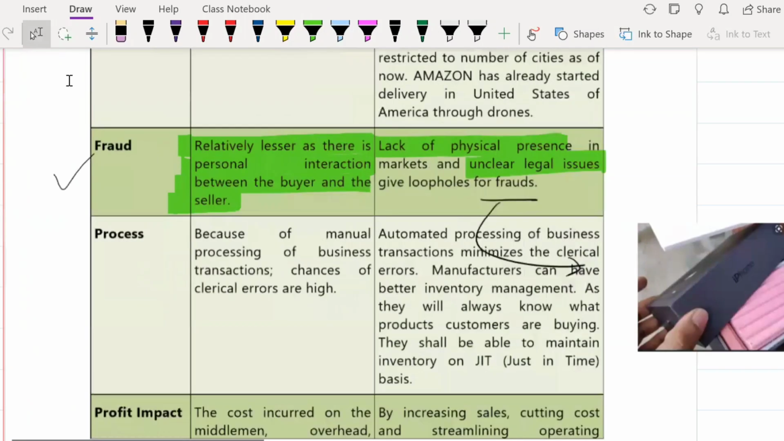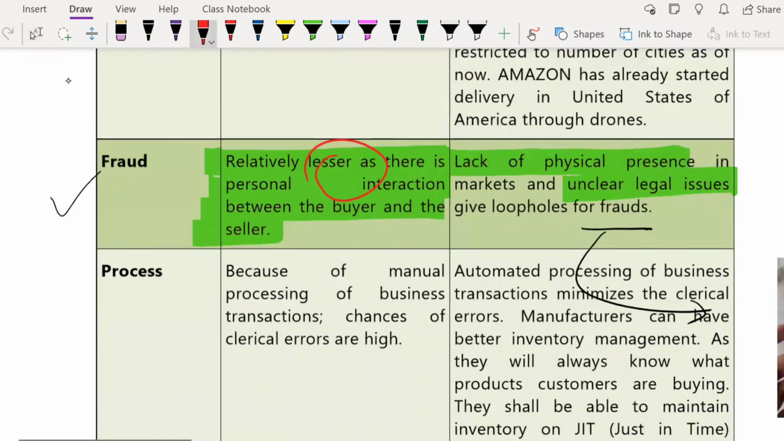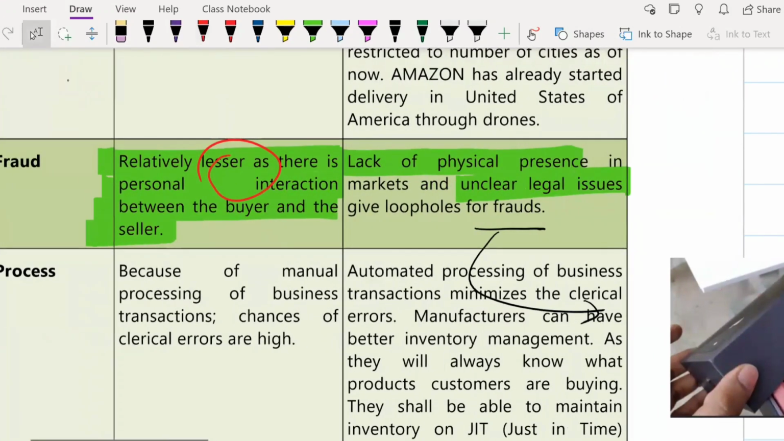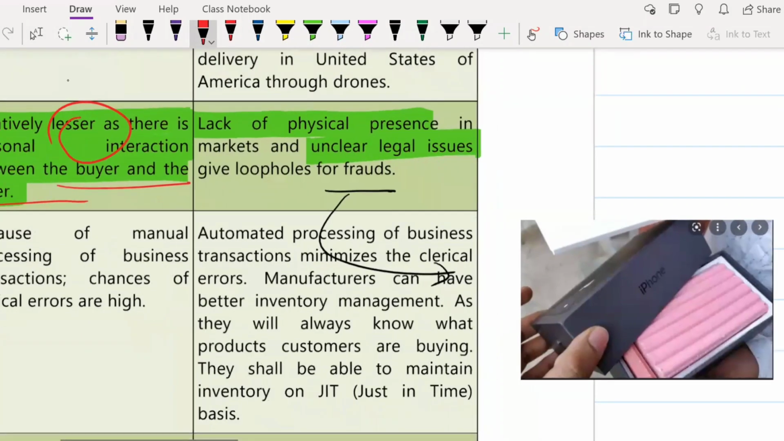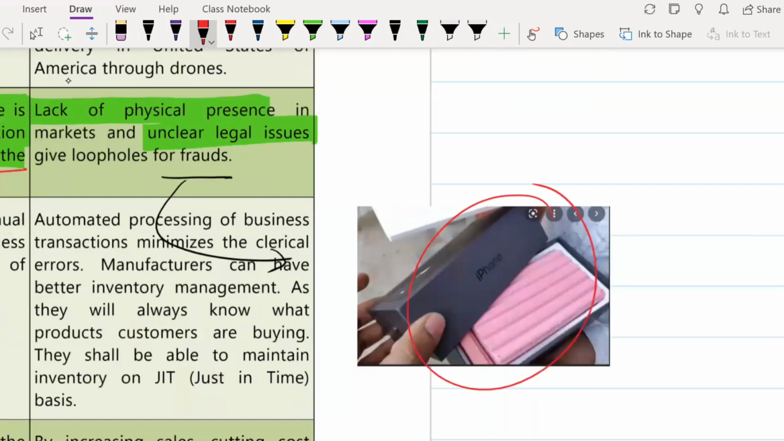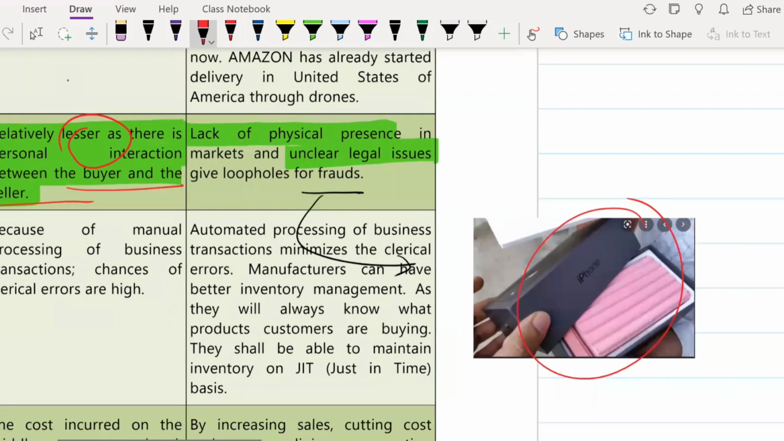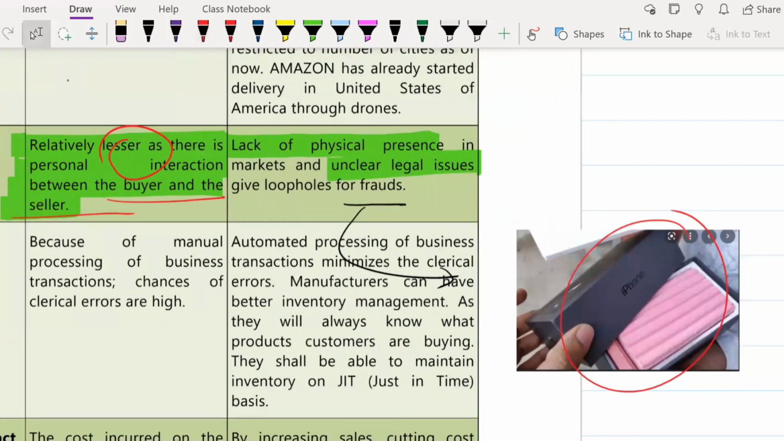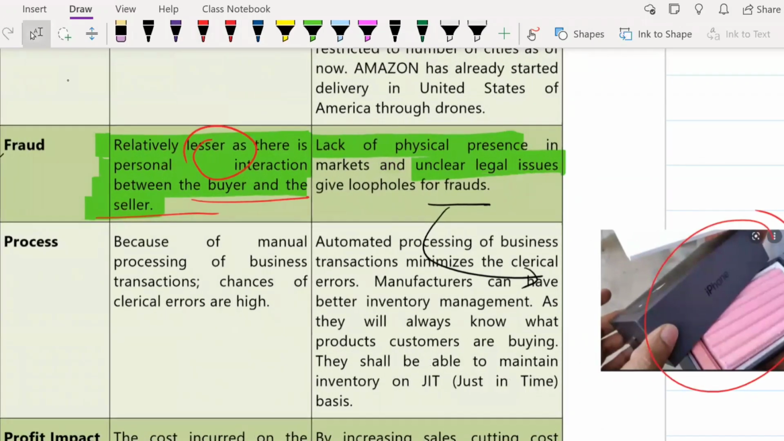Next is fraud. When you go and pick up a product in real life, people usually pick up very high valued items in person, because the risk of fraud is very low, since there's a personal interaction between the buyer and the seller. Whereas you would have heard of cases where they send you an iPhone box, but inside you get a soap or a stone or something like that. Since there is a lack of physical presence and you cannot touch and see the product while you buy, there might be a lot of chances of fraud happening.